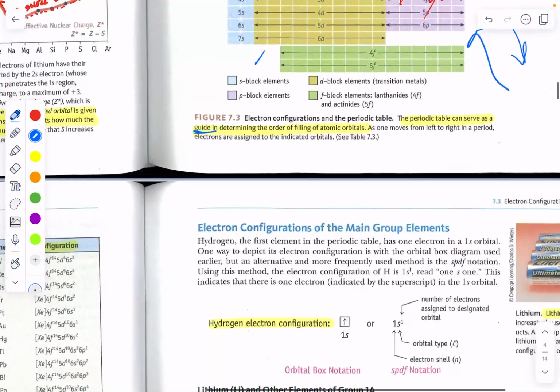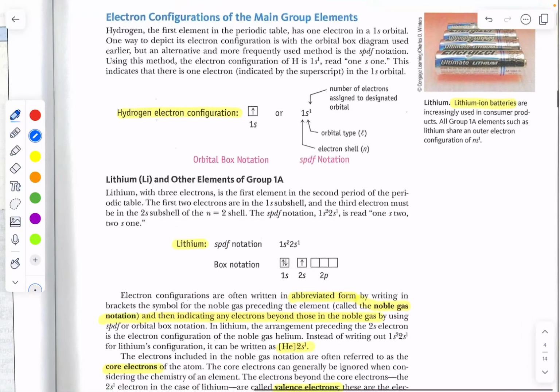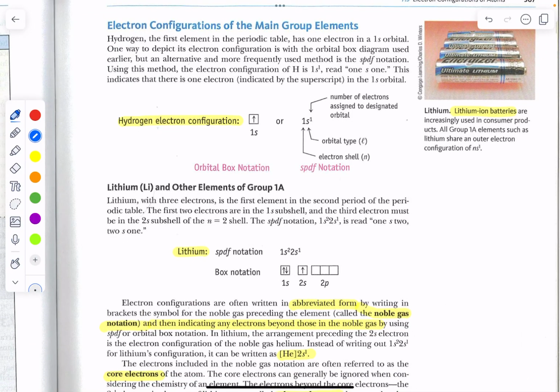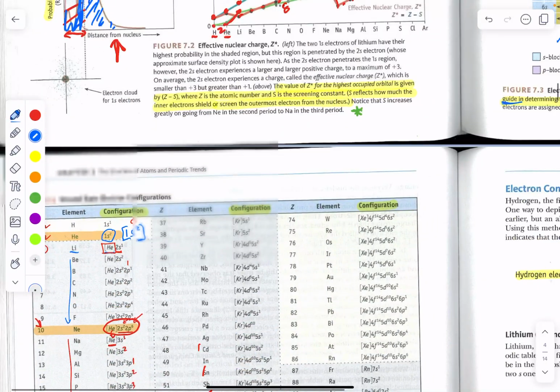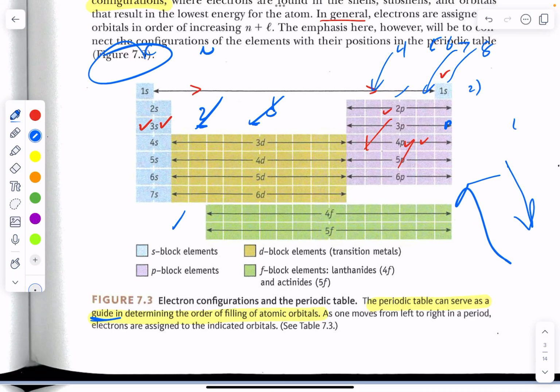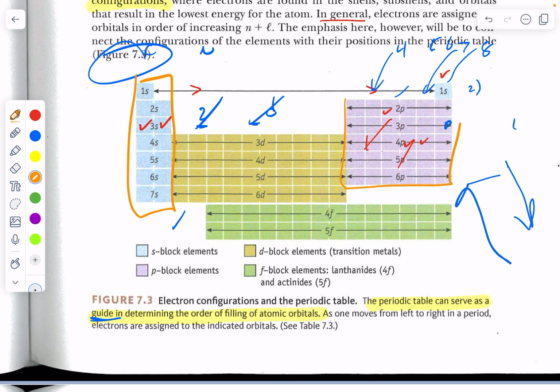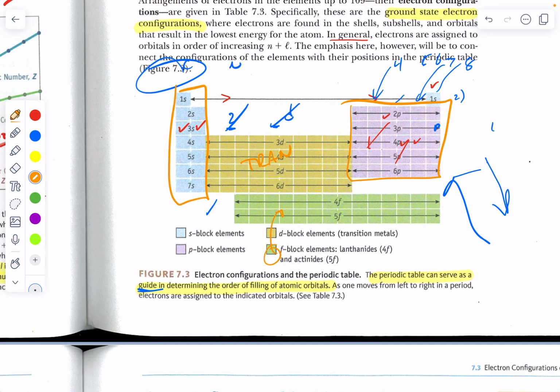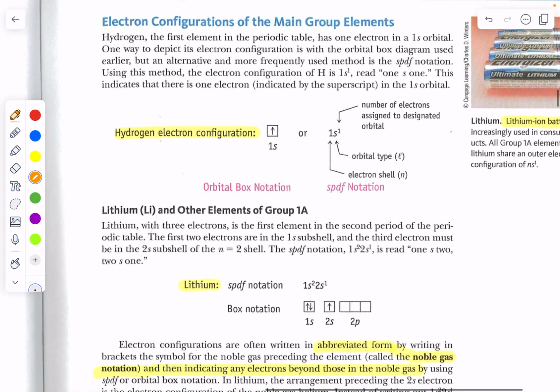Now, coming over to this page, electron configuration for the main group elements. The main group elements, I'm going to come back over to this chart here, if I can find it. There we go. The main group elements are, I'm going to use a different color, here and here. The main groups are the s and the p. These are the transition elements. And down here, the f block, are the lanthanides and the actinides.